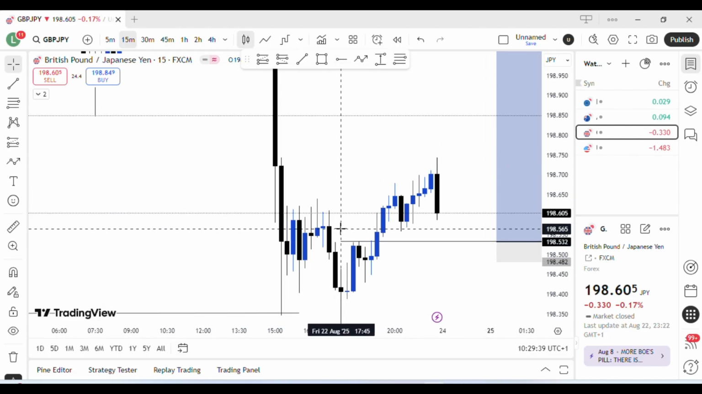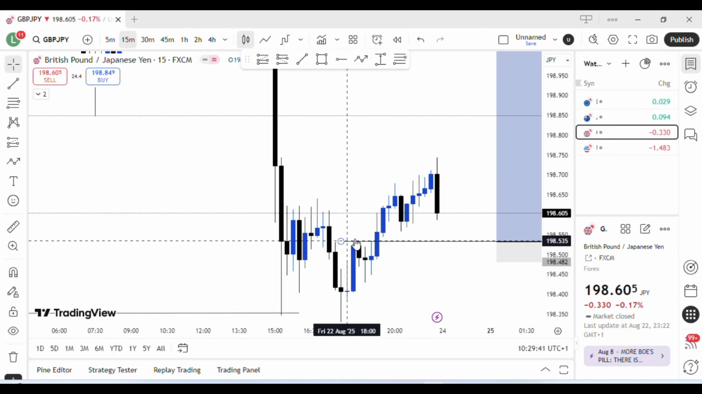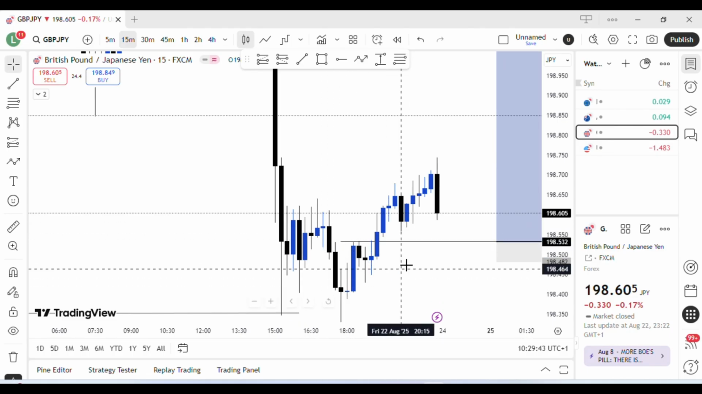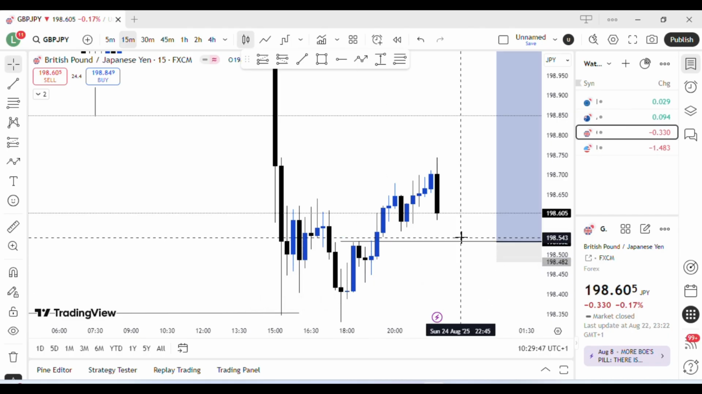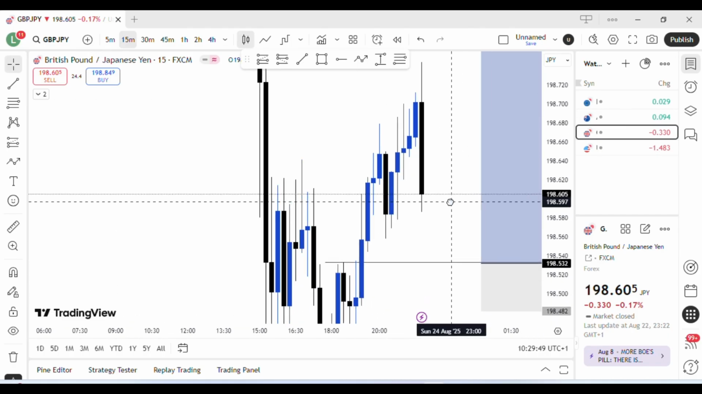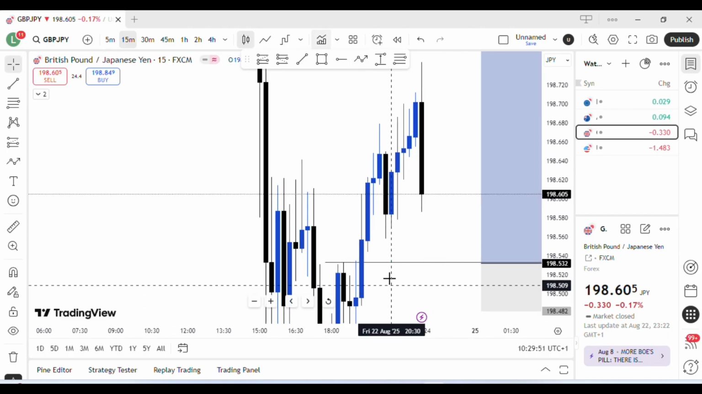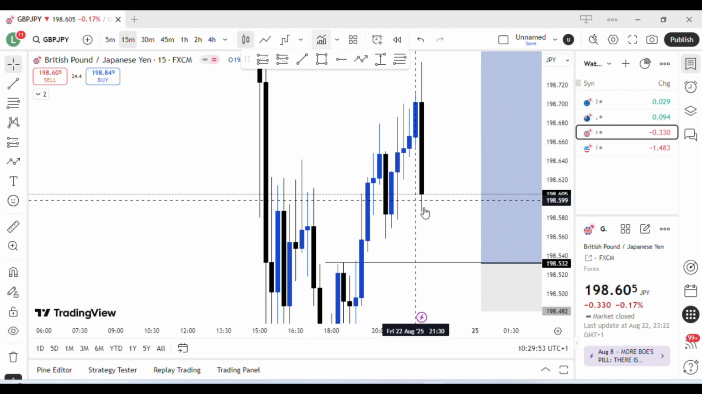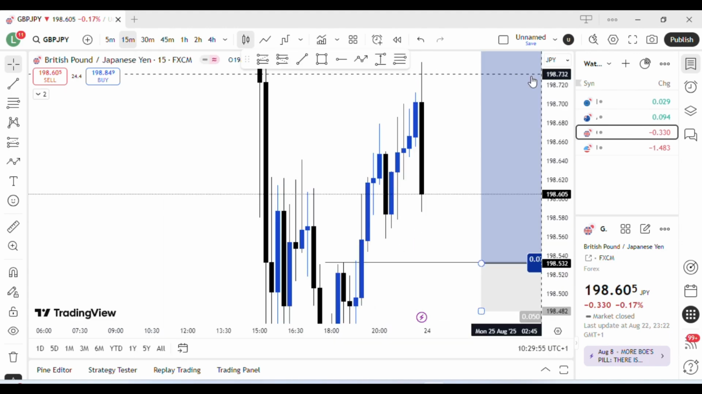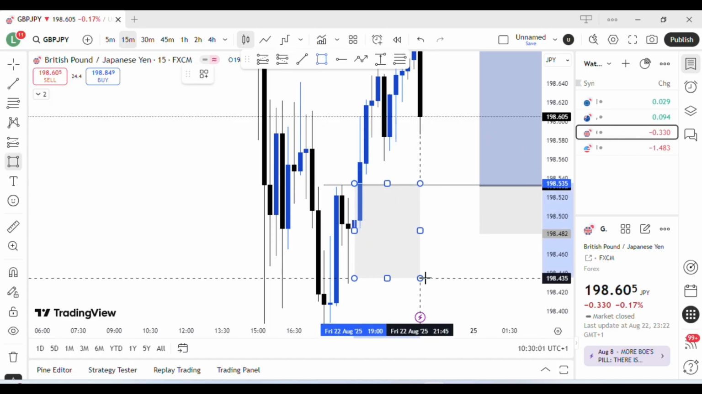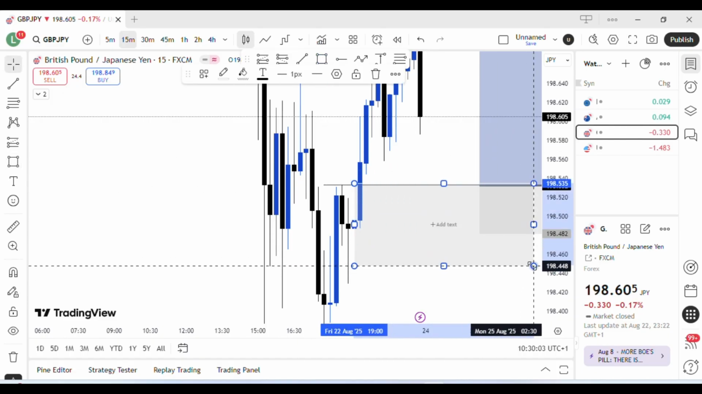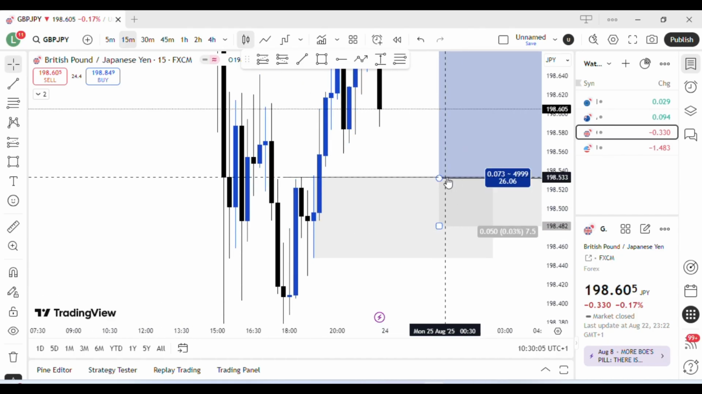So me, I've marked out my order block, or breaker block, from this area. Here, this is my point of interest. This candlestick is my order block, our point of interest.